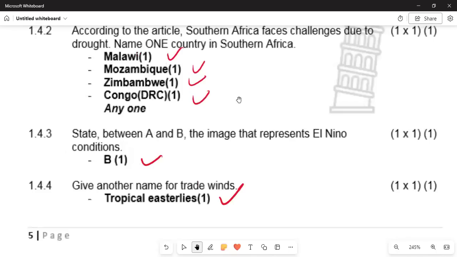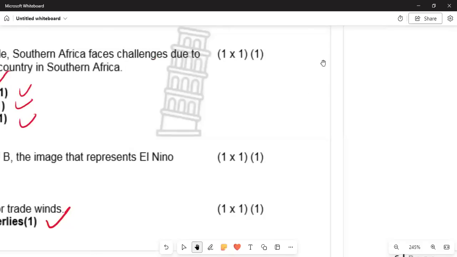1.4.3, state A or B in the image that represents El Nino. B, it is an El Nino. That is based on the sketch that I showed you. And then in 1.4.4, give one other name for the trade winds. It is called the tropical easterlies. All right.